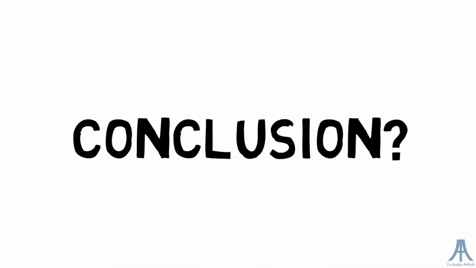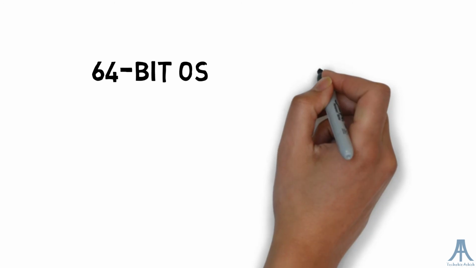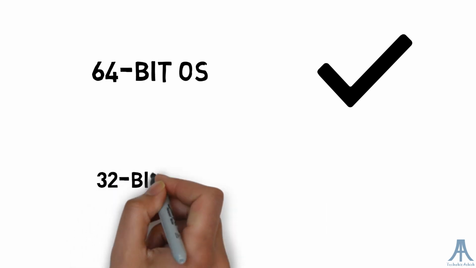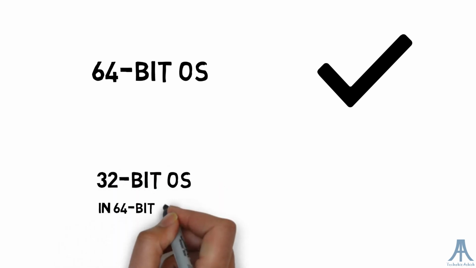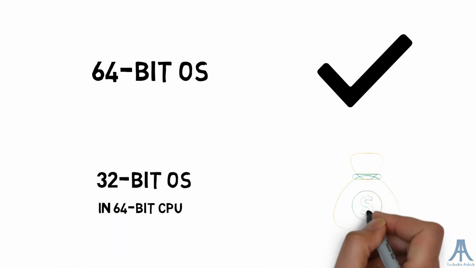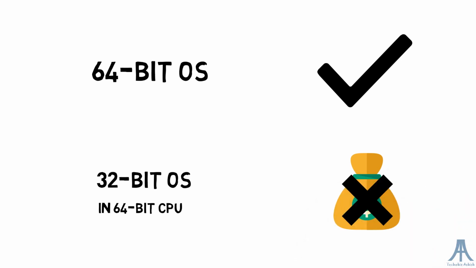So now the conclusion time. I would recommend you go for a 64-bit operating system because you need to keep in mind the future scenarios for your machine. As of now, almost every computer comes with a 64-bit processor packed inside. If you are using a 32-bit operating system, you are wasting the computing resources you have paid for.